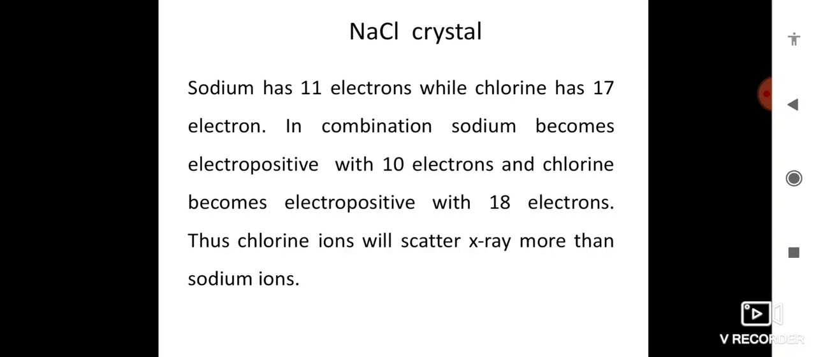Here sodium has 11 electrons while chlorine has 17 electrons. In combination, sodium becomes electropositive, losing 1 electron, that is 10 electrons, and chlorine gains 1 electron, which becomes electronegative, that is 18 electrons. Here the chlorine ions will scatter X-rays more than sodium ions.